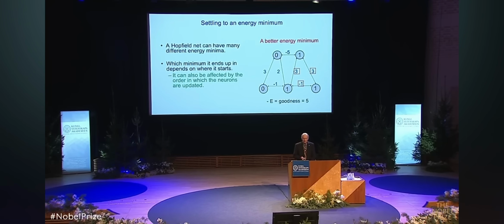So that's a better energy minimum. Now we've turned on the triangle of units on the right, and that's got a goodness of 3 plus 3 minus 1, which is 5, and so an energy of -5. That's a better minimum.